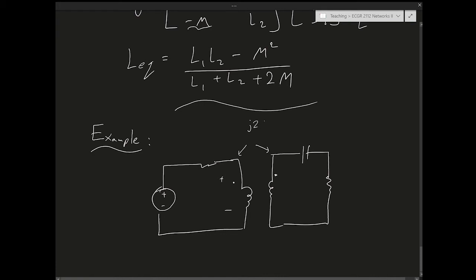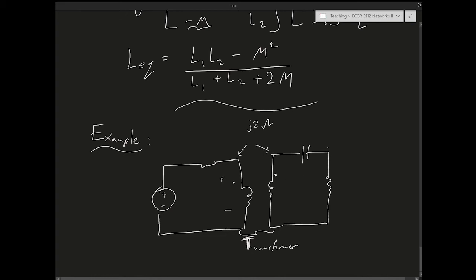So this is coupling, and the coupling here, I'm going to just give it to you numerically, is going to be j2 ohms. So 2 ohms is equivalent to omega M. This here is an example of a transformer, and we're going to study transformers in a little bit more detail, particularly the ideal transformer. But this is like the first example of a transformer.